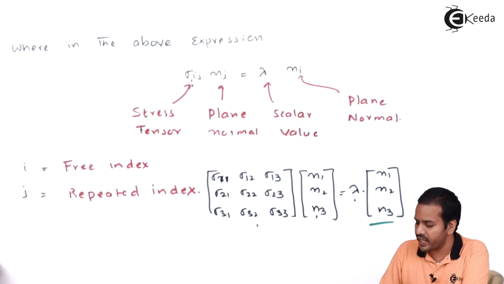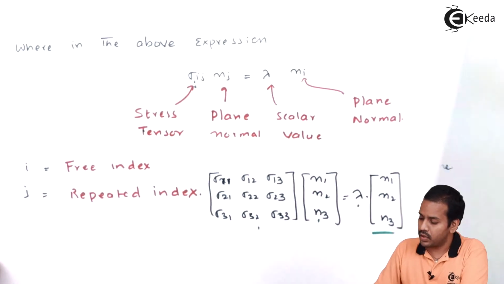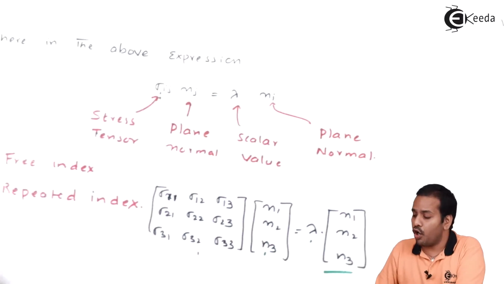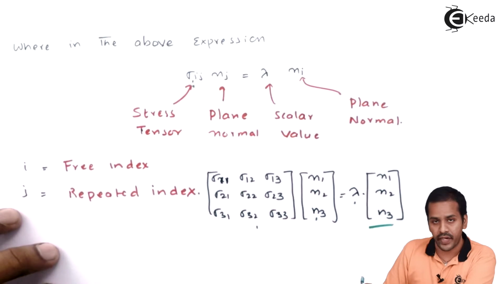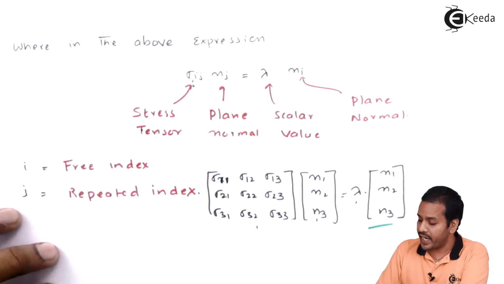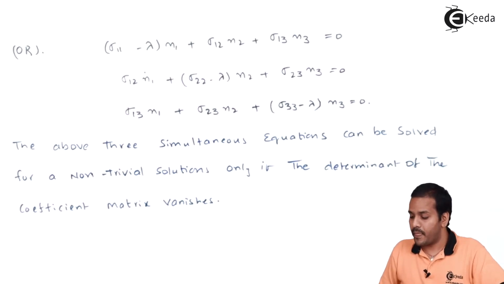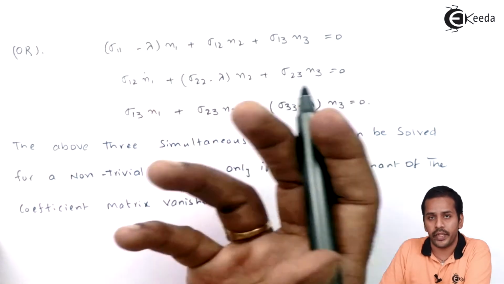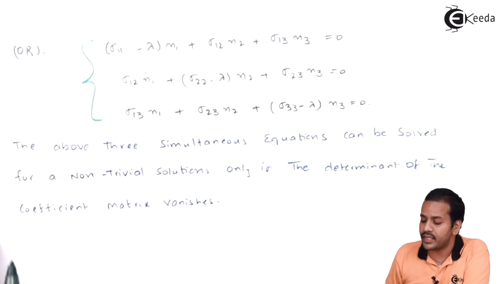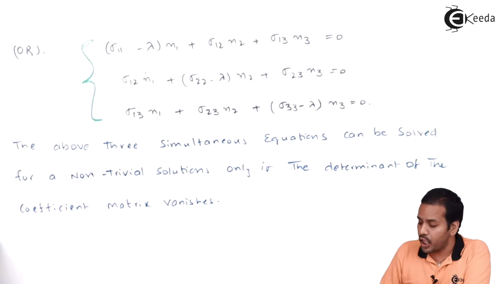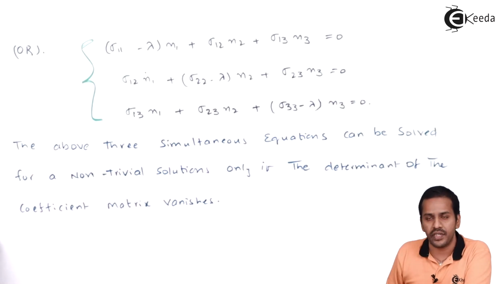So keeping this in mind, now if you bring all the right hand terms to the left hand side, and if you take n1, n2, n3, whatever the common terms are there, as common, then you will boil down to these three equations. Now this is a linear system of equations which is homogeneous in nature.